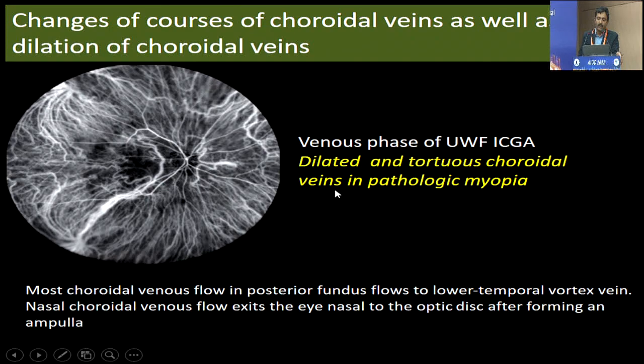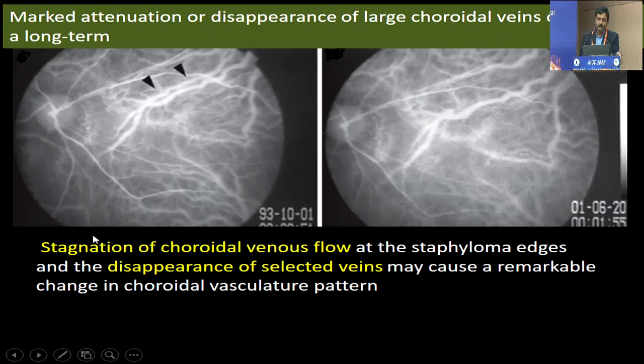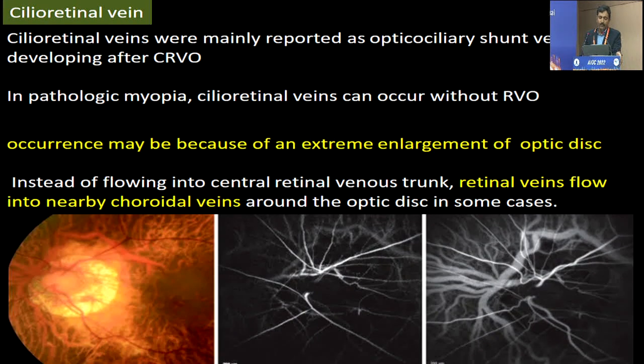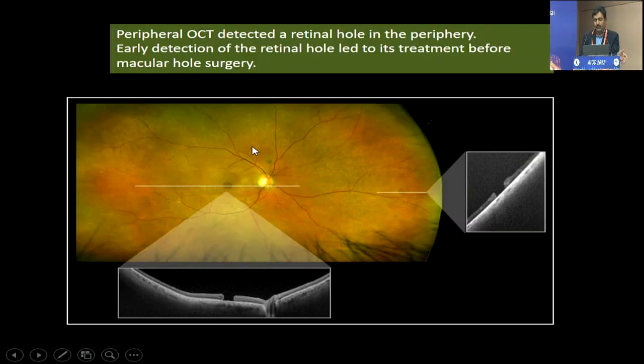And the dilated and tortuous choroidal veins also can be seen, which are draining into the ampulla of the inferotemporal vortex veins. And sometimes there could be abrupt ending of the choroidal veins and the disappearance of choroidal veins at the staphylomatous edges. And you can see a shunt vessel from one vortex ampulla to the other vortex ampulla running across the macula. Cilioretinal veins usually you do not tend to see in regular patients. We tend to see them with CRVOs, but in myopic patients they can be seen without it.